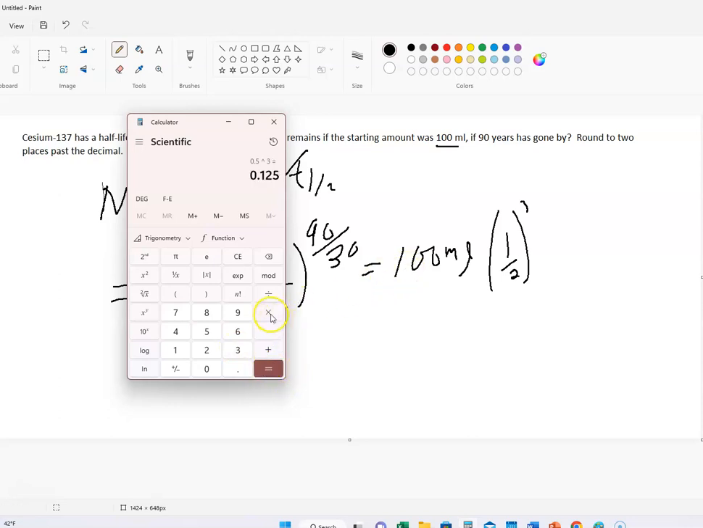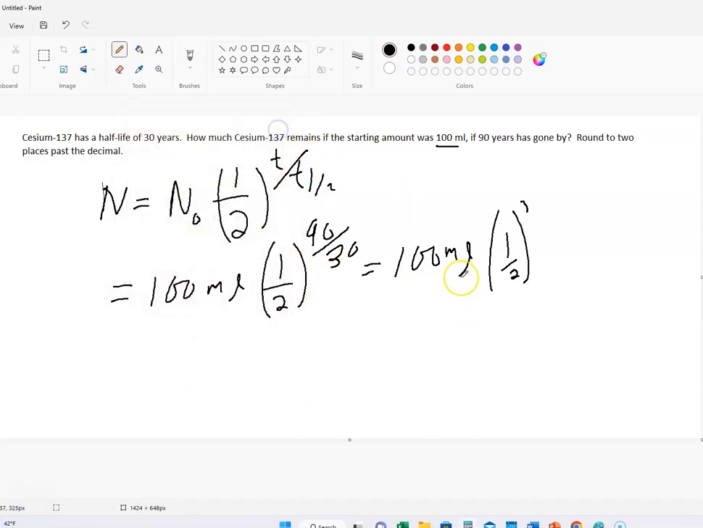Then you multiply that times 100, and it says to round to two places past the decimal. Times 100 is pretty easy because you started with 100 milliliters. So it's going to be 12.50, even though there are no more digits left, just because we started with 100 milliliters. So the answer is 12.50.